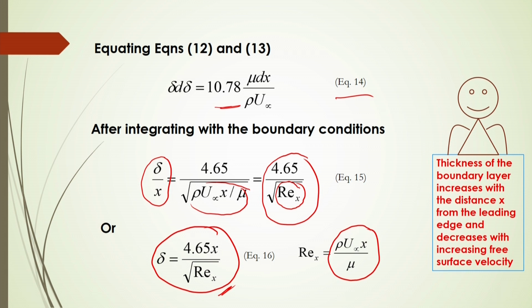Very interesting: for laminar boundary layer conditions, we can simply calculate the boundary layer thickness. It can be related to the Reynolds number, that means to the velocity and the physical properties, and it also varies with the axial distance in the x direction. The thickness of this boundary layer increases with the distance x from the leading edge, and decreases with increasing free stream velocity.